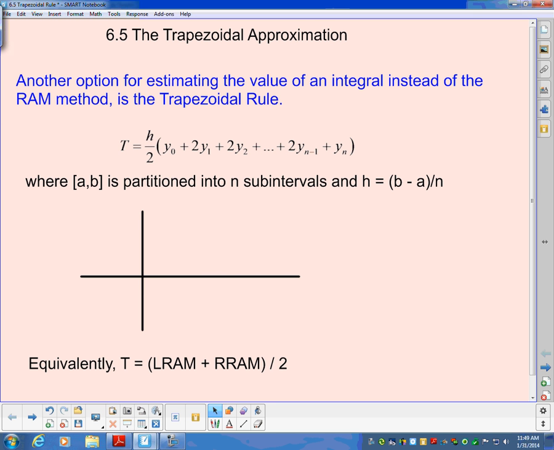So the trapezoidal approximation. There are other approximation methods, but this is the only other one we're responsible for besides RAM. So another option for estimating the value of an integral instead of the RAM method is the trapezoidal rule. I think it might be helpful if you just wait to write down the formula until after I've shown you where it comes from.